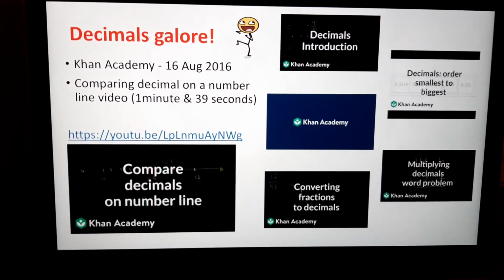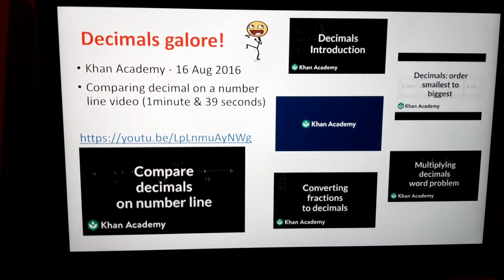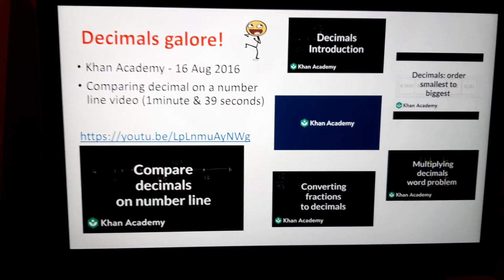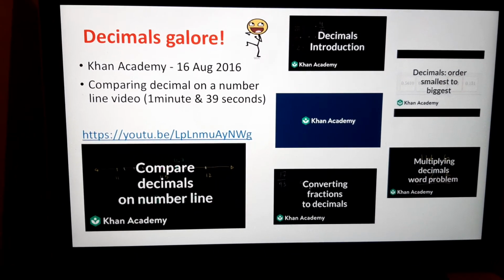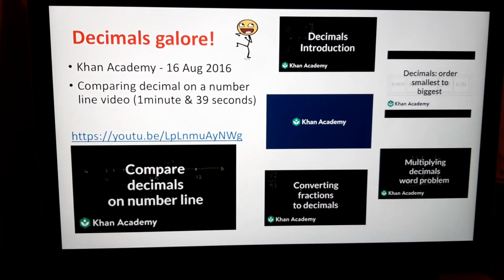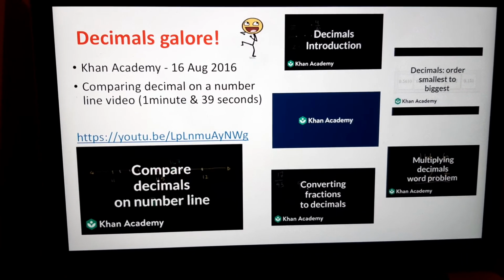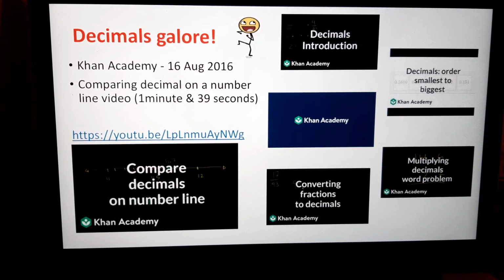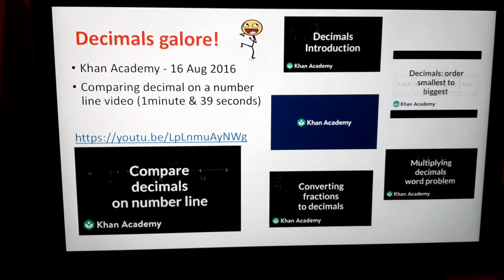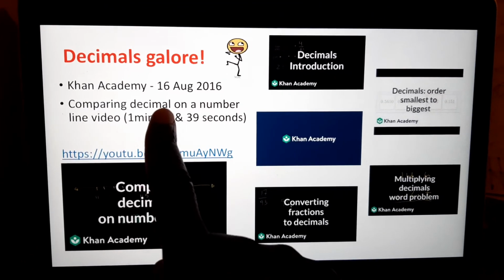I wanted to show you this since we've been looking at decimals. Khan Academy, you've heard about it because I've mentioned this in class. It's a great website. It's a great resource and it's free. And they have decimals galore, tons and tons of math: decimals, comparing decimals and number line, converting fractions to decimals, multiplying decimals with word problems, decimals introduction. There's a lot.